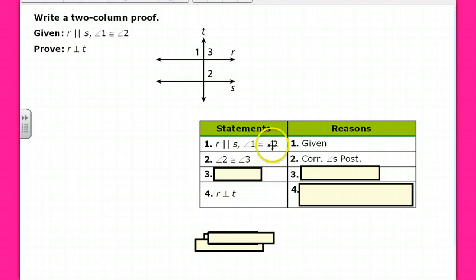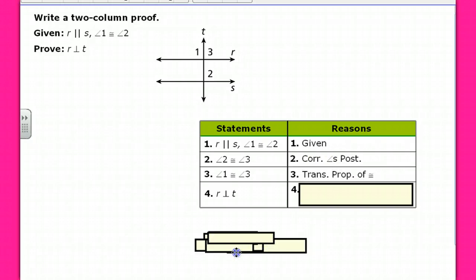So we know that 1 and 2 are congruent. We know that 2 and 3 are congruent. So what can we say now, everyone? 1 and 3 are congruent based on the transitive property of congruency. Good job.